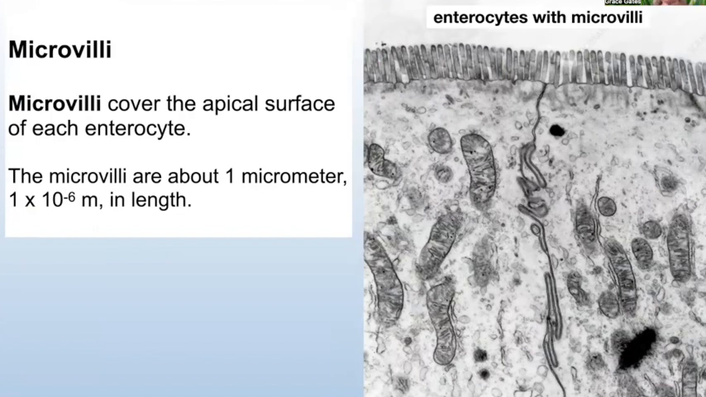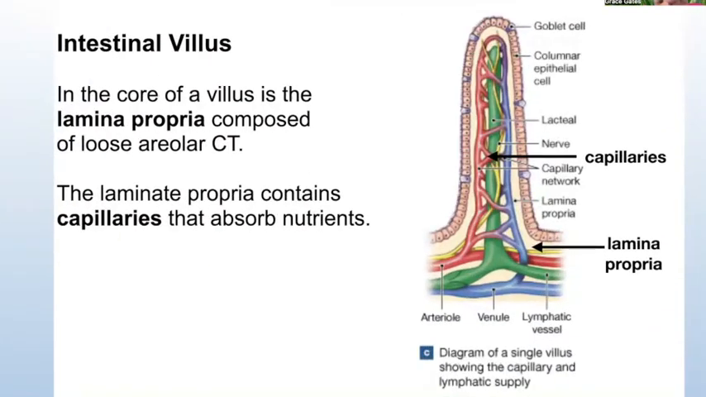So whereas a circular fold was a centimeter and a villus was a millimeter, now we're talking about something that is a millionth of a meter or a thousandth of a millimeter. So these are really tiny. They're on the surface of each enterocyte. In the core of the villus is the lamina propria, composed of loose areolar connective tissue.